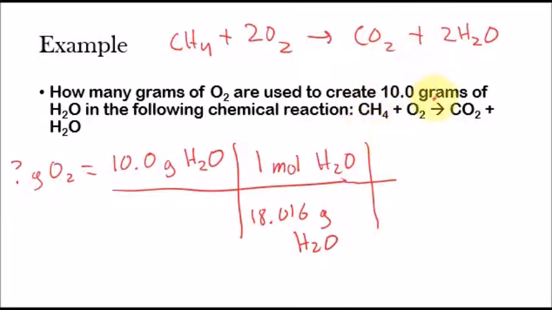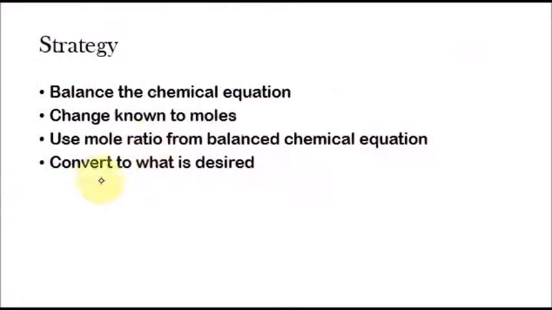Based on this chemical reaction, since we're looking for grams of O2, it tells us that for every 2 moles of H2O that is created, 2 moles of O2 are used up. So we can just squeeze that in here. For every 2 moles of H2O that's created, 2 moles of O2 are used up. Great. Now we're at moles, and then finally we have to convert to what is desired.